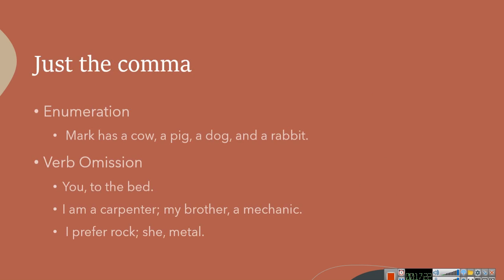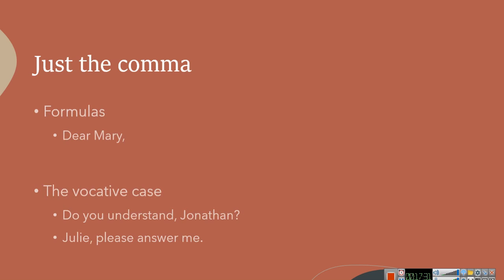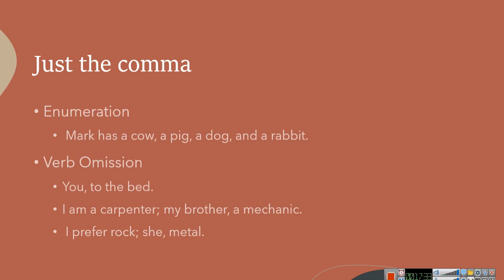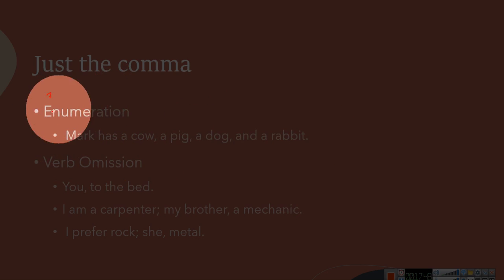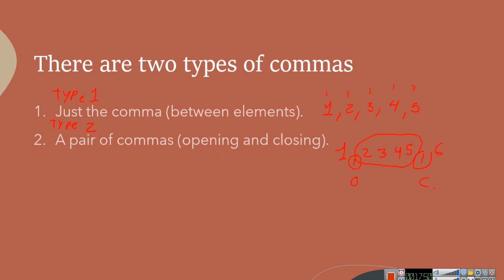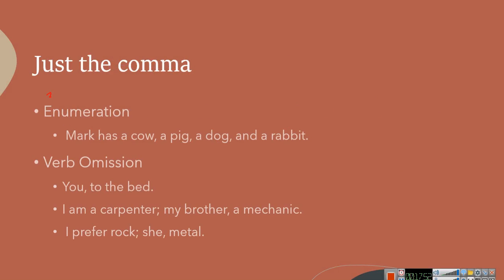Now let's talk about just the comma, the type 1 comma. For the type 1 comma, we have various usages. The first one is enumeration. Enumeration, for example, Mark has a pig, a cow, a dog, and a rabbit. I'm using it to separate the elements, and we call that enumeration. I'm using this example right here, 1, 2, 3, 4, so that you can remember it more easily.